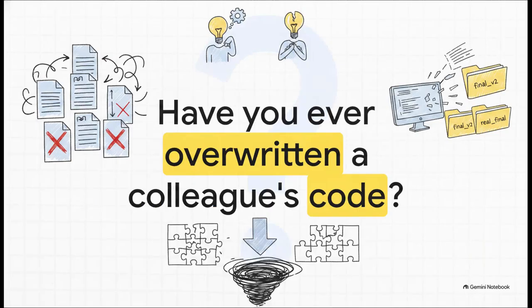To start us off, I want you to think about a highly relatable scenario. Have you ever accidentally overwritten a colleague's code? Or perhaps you've been working on a university project and just completely lost track of which version of a file was actually the final one. You know exactly what I mean, right? You end up with files named Final, Final v2, Actual Real Final I Promise.